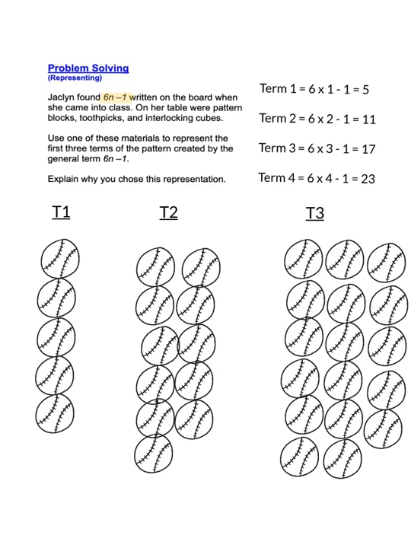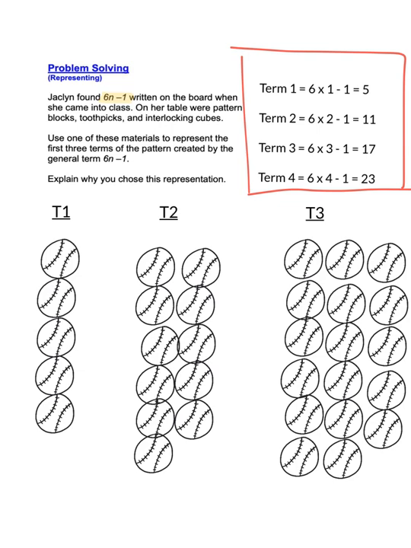In this problem where Jacqueline has 6n minus 1 written on the board and she is to represent that pattern, the first thing that I needed to do was recognize the value of each of my terms. So that's where you're going to see my work over here. I've got a value calculated for each of my terms in my pattern.